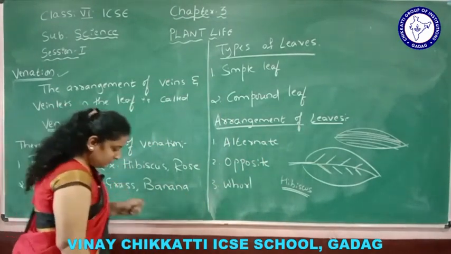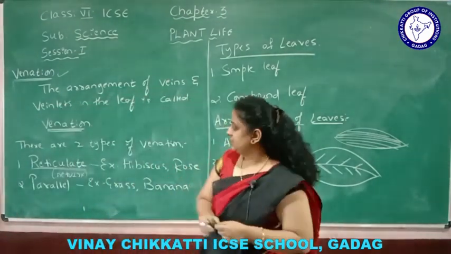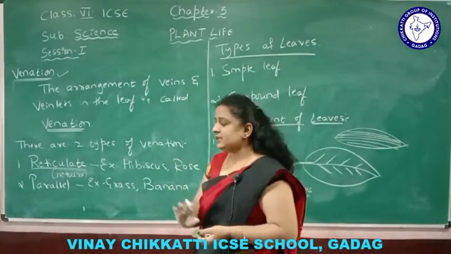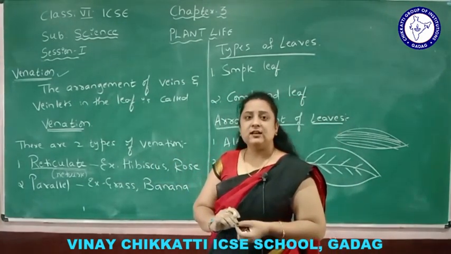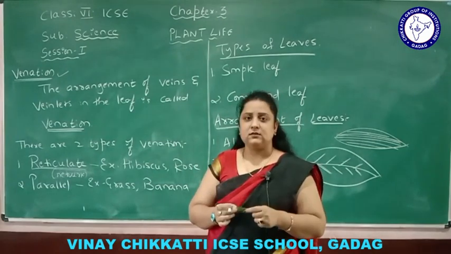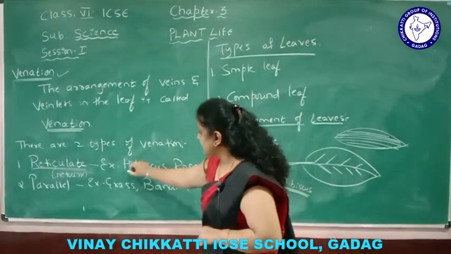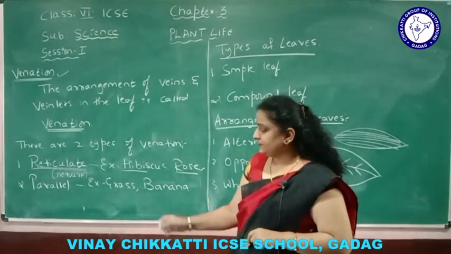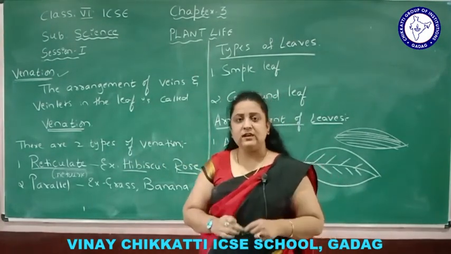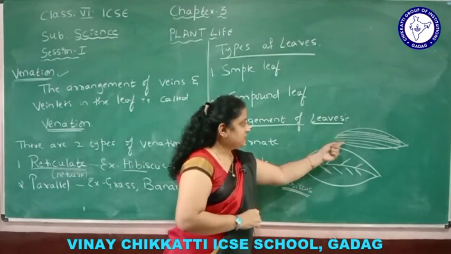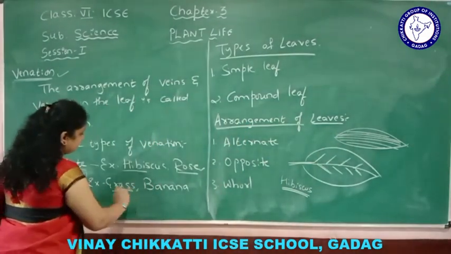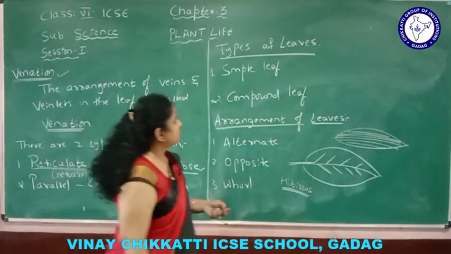So, two types of venation are there. Number 1, reticulate venation. Reticulate venation means the veins and veinlets are forming a network. It is called reticulate venation. You find it in hibiscus, China rose, etc. Parallel venation. The veins and veinlets run parallel to each other in case of banana, grass, etc. So two types of venation.